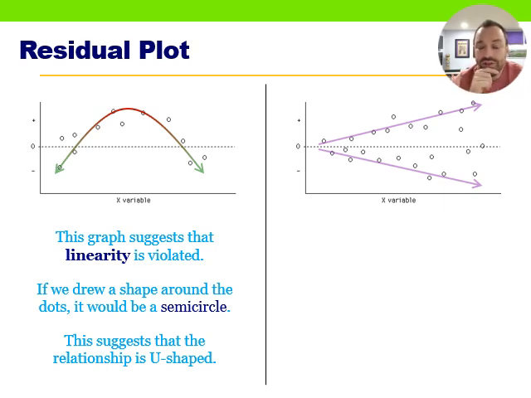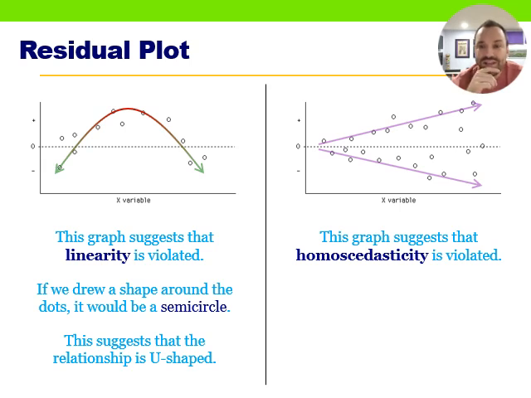For the graph on the right, if we were to draw a shape around those dots, it would look like a triangle or like a wedge, right? With the line going right down the middle. When the residual plot takes that shape, it suggests that homoskedasticity is violated.